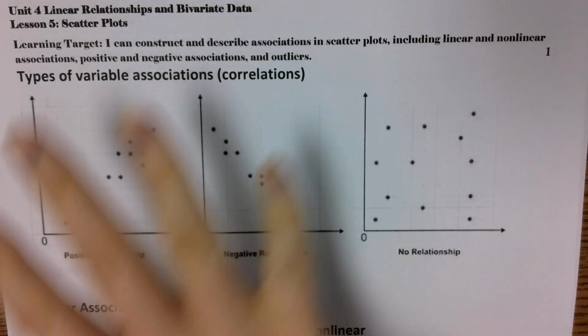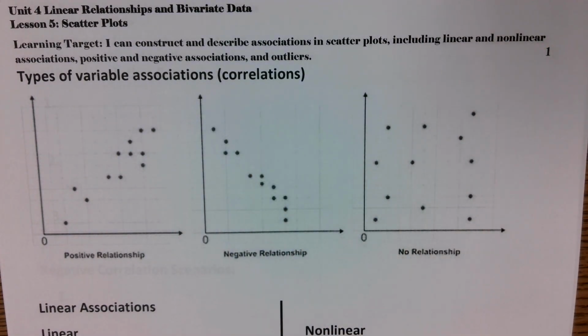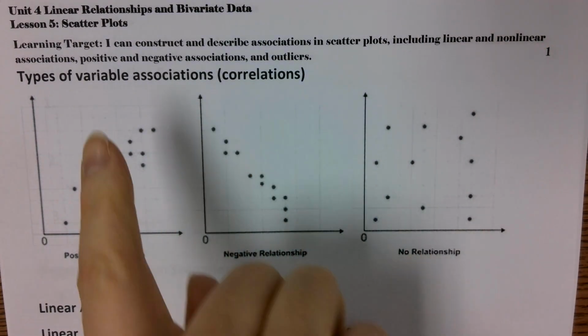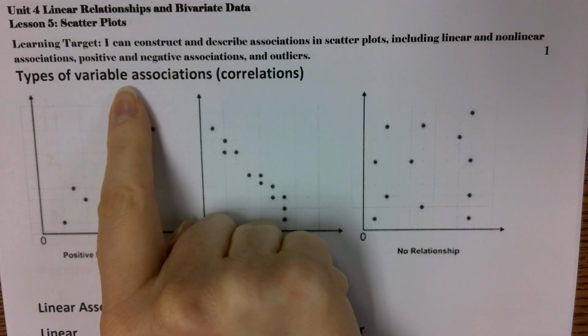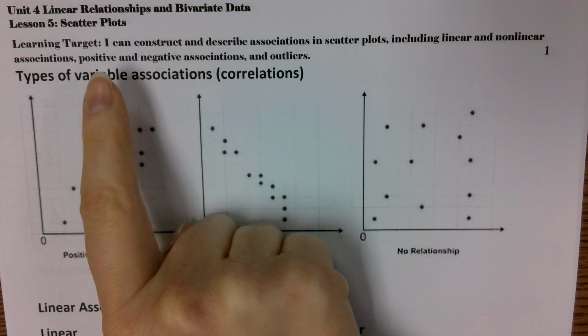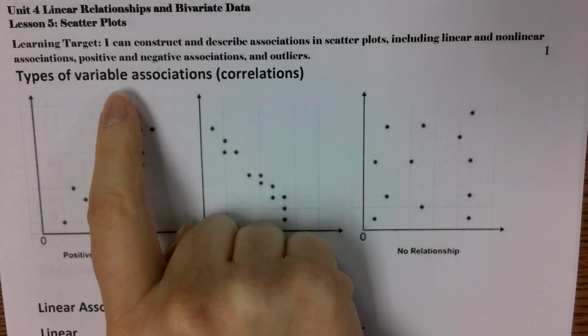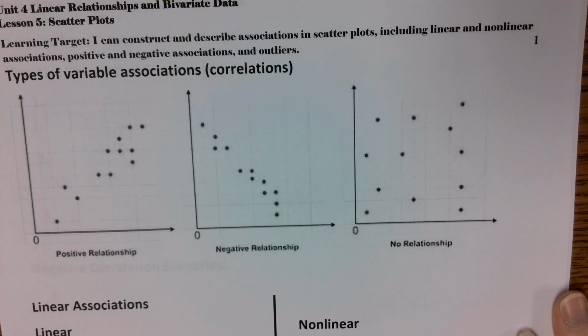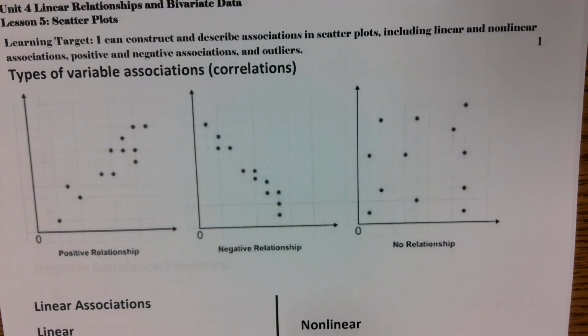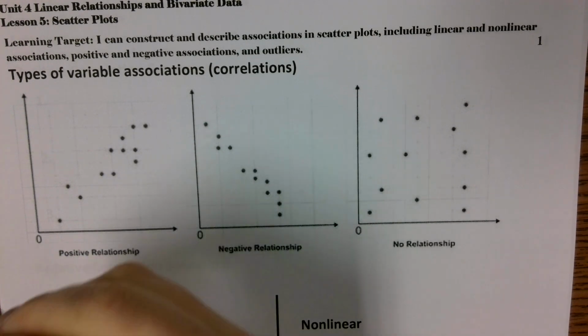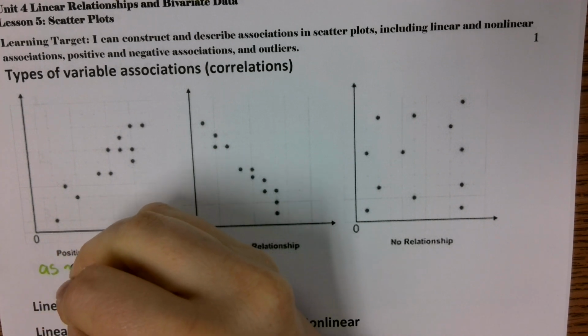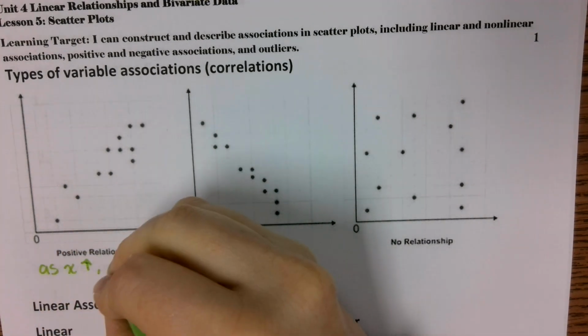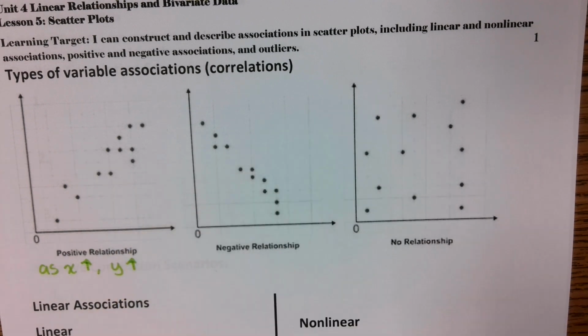All right, so let's go ahead and talk about some really important pieces of information here. The first thing we're going to talk about is the types of variable association. Variables meaning how does X compare to Y, or how does your X relate to your Y. And we have three kinds of variable associations. The first is our positive association. What positive association means is that as your X is increasing, so is your Y. So as your X information goes up, your Y information goes up.